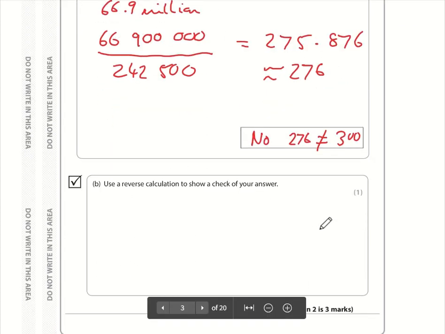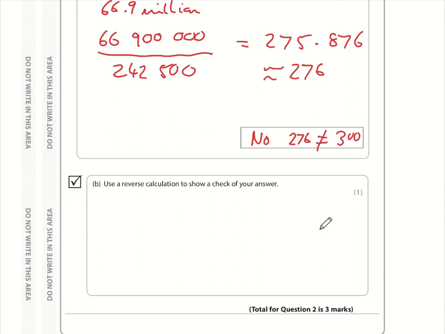Okay, moving on to part B. Use a reverse calculation to show a check of your answer. So we got this answer of, let's go along with the 276. So we've got 66.9 million divided by 242,500 equals 276. So if I take 276 and multiply by 242,500, what do I get?